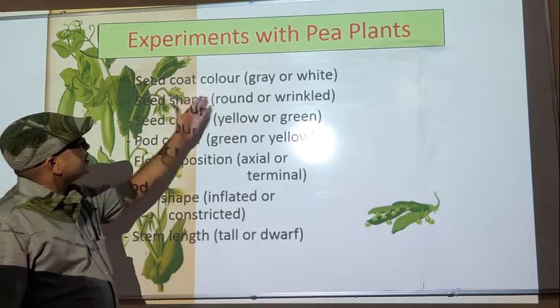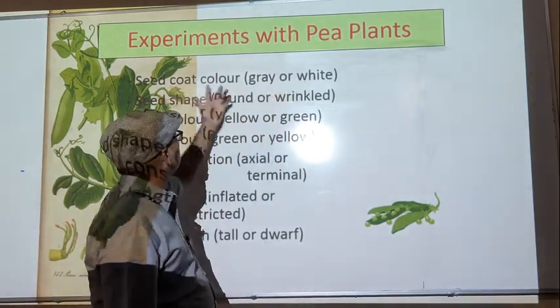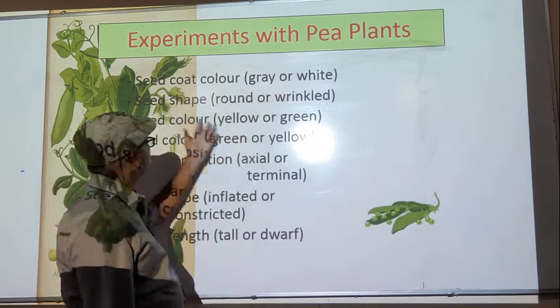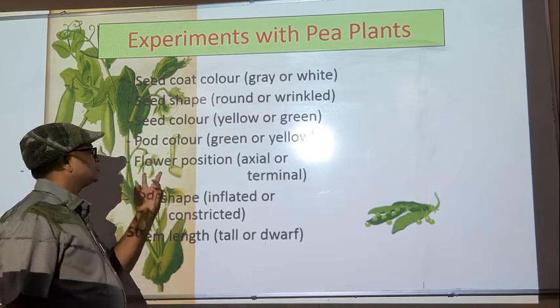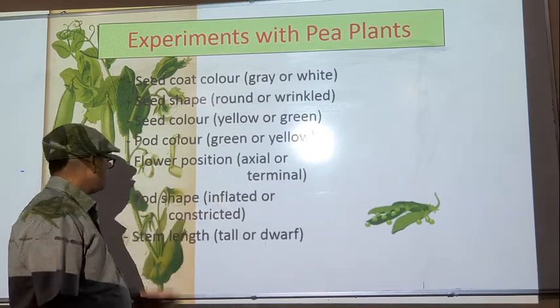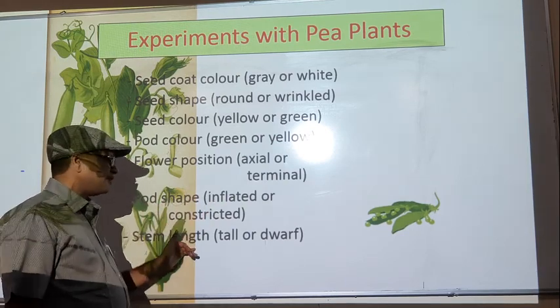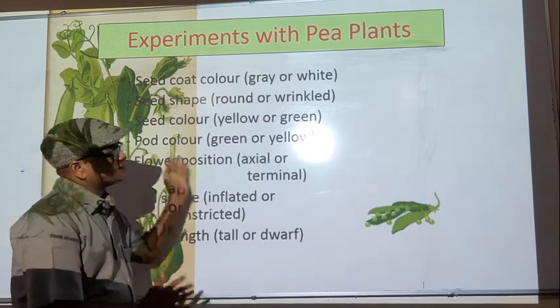Each and every character is shown in 2 forms. So let's see: coat color gray and white, seed shape round and wrinkled, seed color yellow or green, pod color green or yellow, flower position axial or terminal, pod shape inflated or constricted, and stem length or plant height tall or dwarf. So these are the 7 characters.